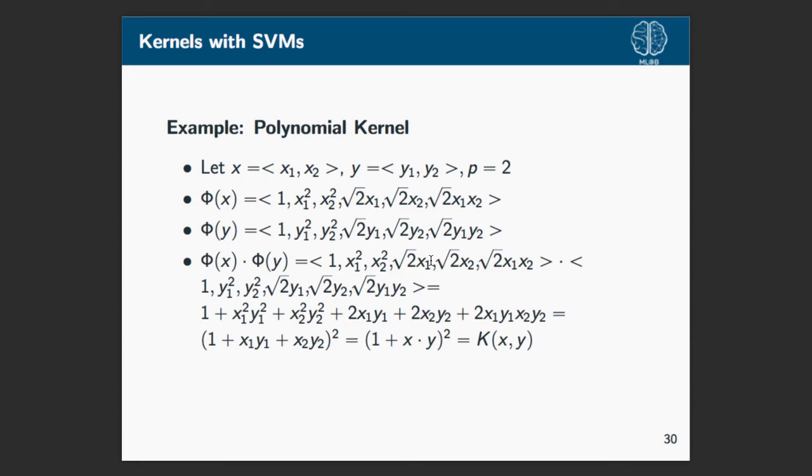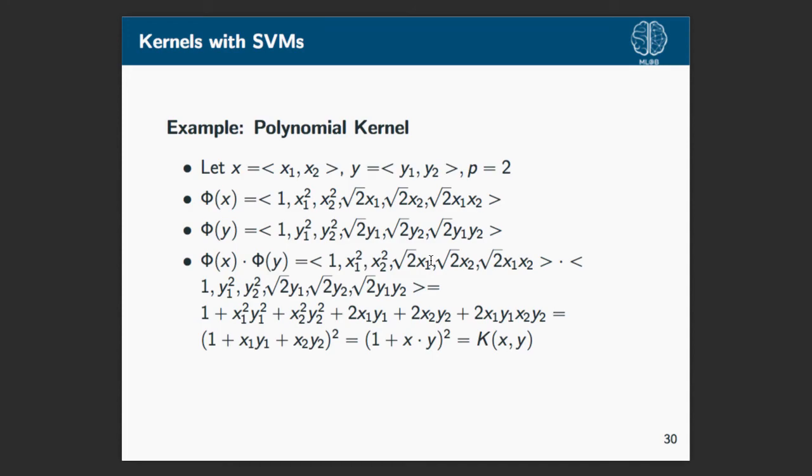Okay, let's take it step by step. Phi of x dot phi of y is just the vector for x times the vector for y. Just focus on these two parts first. That's all we're doing. There are a bunch of cross terms, so we can FOIL it out, and we get something that looks like this. We can complete the square, and we get something that looks like this. And we simplify more. x1y1 plus x2y2 is just the dot product between x and y. So that looks like this, and that equals our kernel.